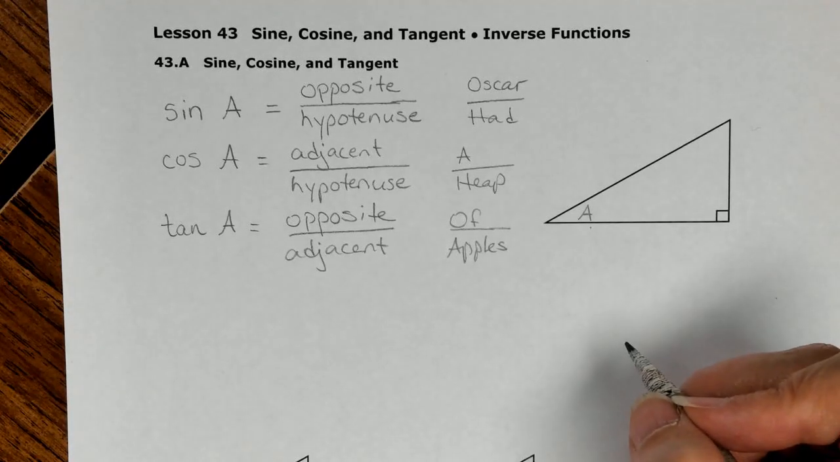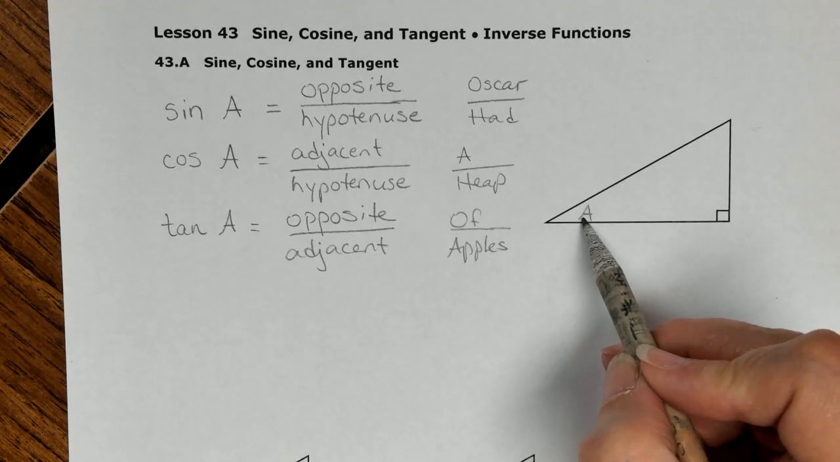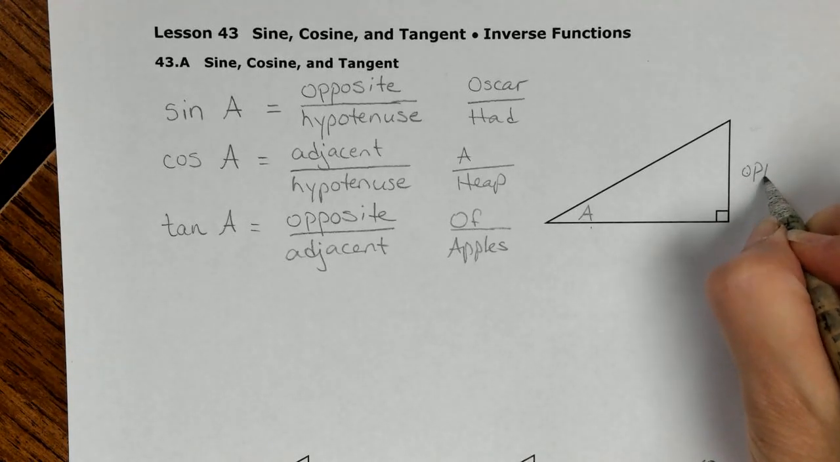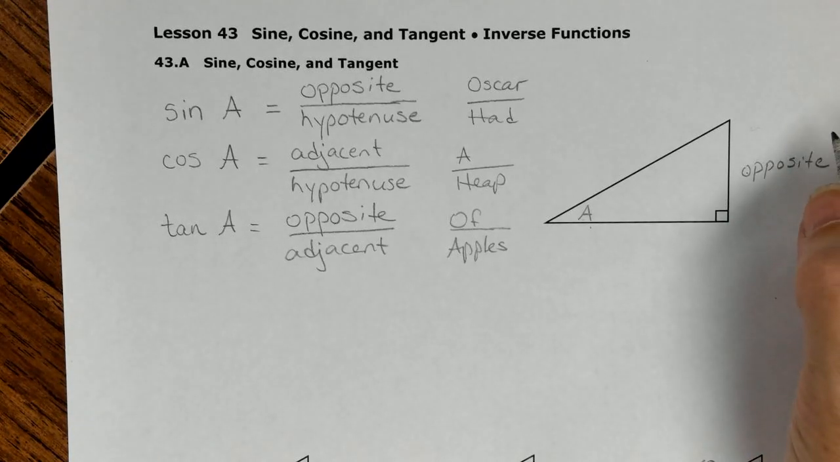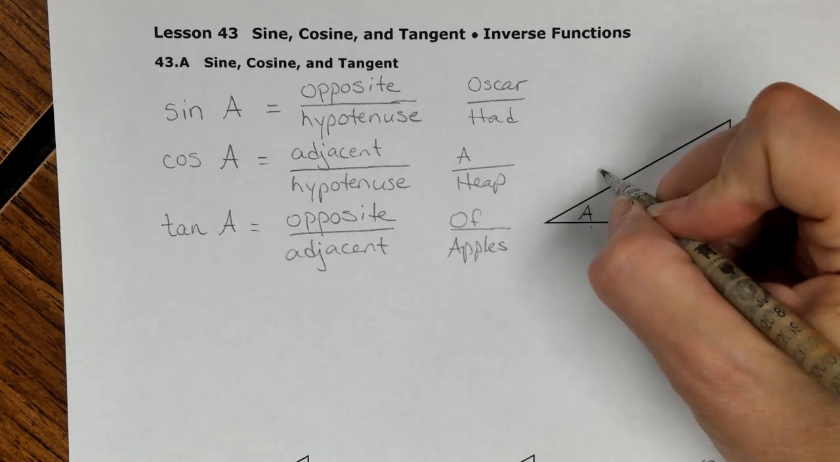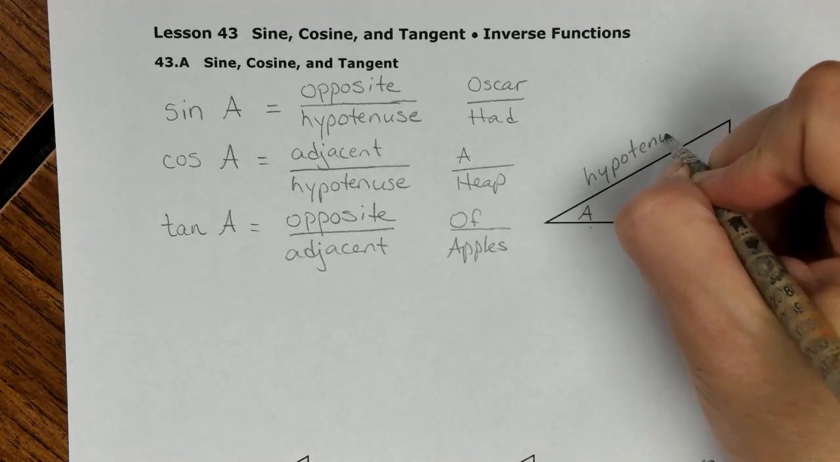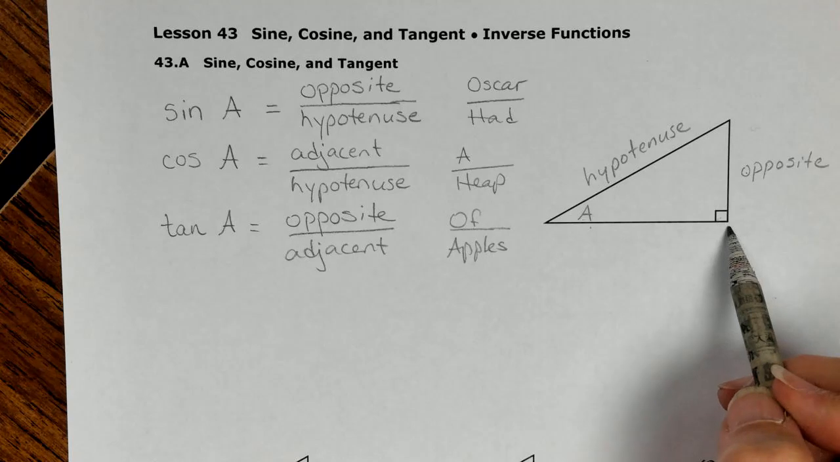Opposite means across from, and so opposite angle A here will be this one. So this is the opposite side. The hypotenuse is always the longest side of a right triangle, and it's always opposite the right angle. So this one is the hypotenuse. Okay, it is always opposite the right angle.